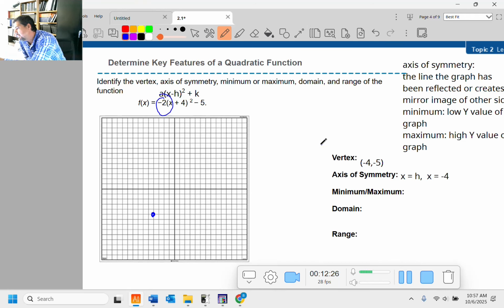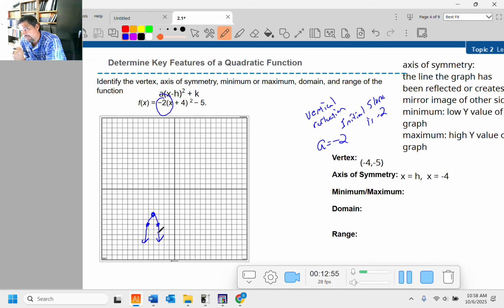I didn't talk about it here, but a is -2. What does that mean? That means that I have done a vertical reflection. And it also means that the initial slope is -2. So from this point, I'm going to fall 2 units and run 1 in both directions. I've got to run both left and right. That's the thing.